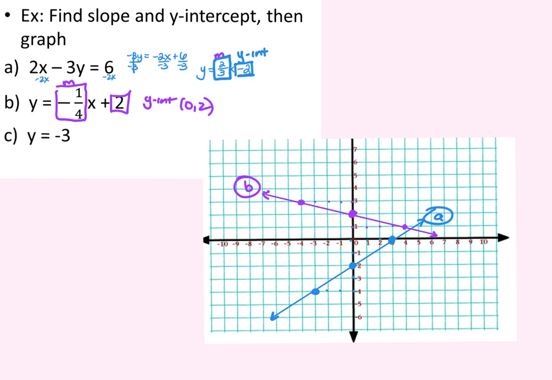And the last one, C, is one of your special cases. There's a y, there's no x, which means the y is always negative 3. If the y is always negative 3, this would be a horizontal line. The y-intercept is 0, negative 3. And the slope is 0 because it's horizontal.